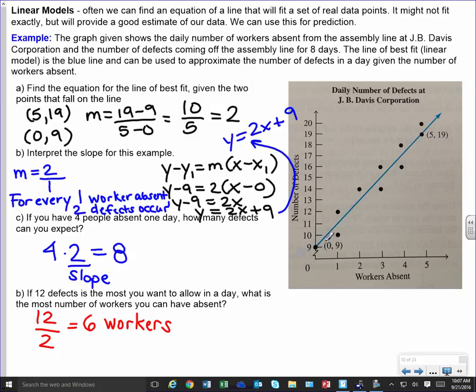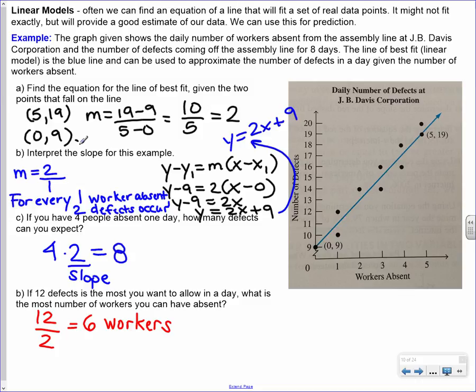And it happens to go through these 2 points here, (0, 9) and (5, 19). So we're going to use those to find the equation of the line, okay? So (5, 19) and (0, 9), we need to find the slope. So we find the slope and it's 2. And then you'll notice that we already have the y-intercept here, right? That's the y-intercept. That's where it crosses the y-axis. So if we want to write the equation of the line, it's just going to be 2x plus 9, right? We actually could already do that quickly.